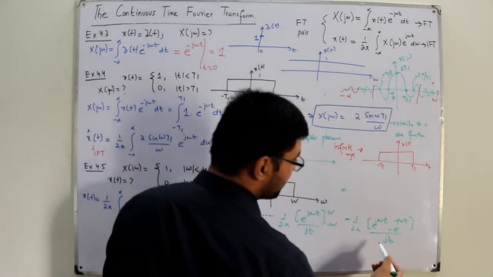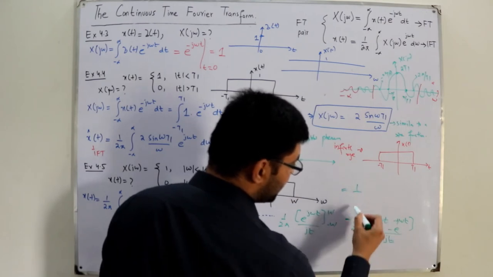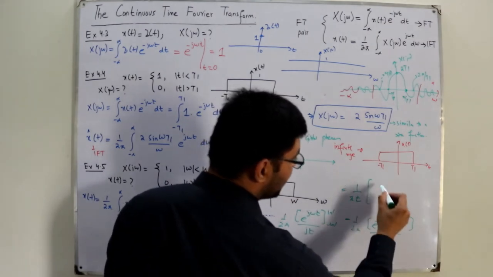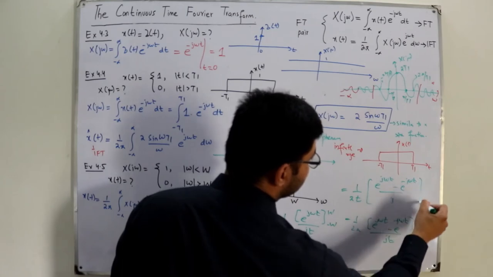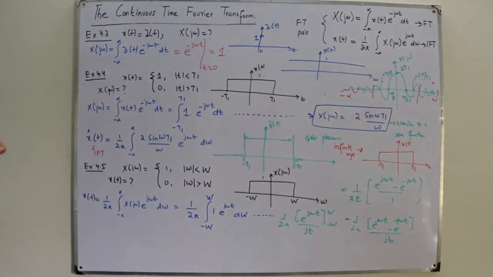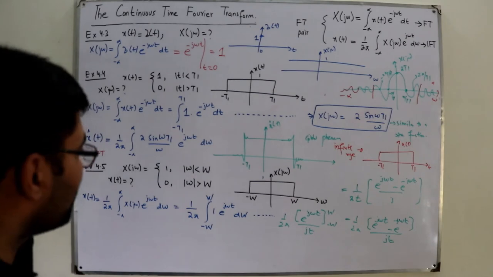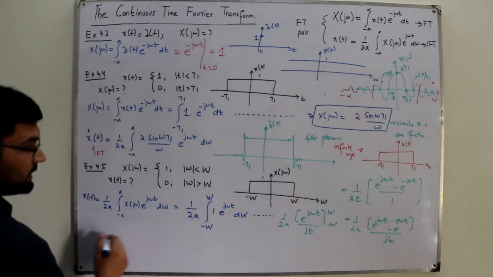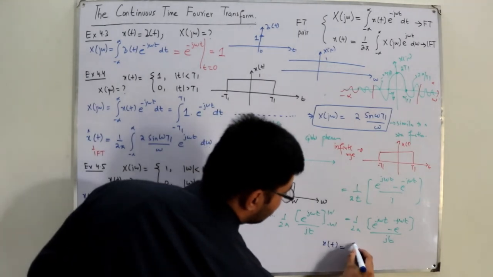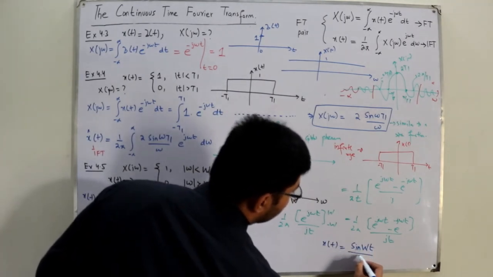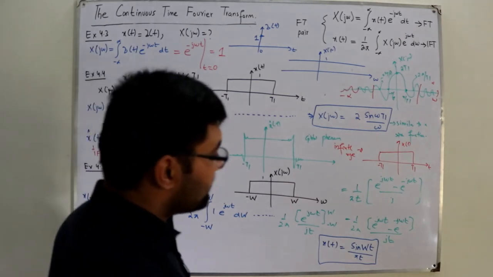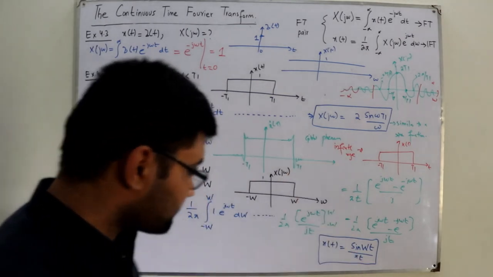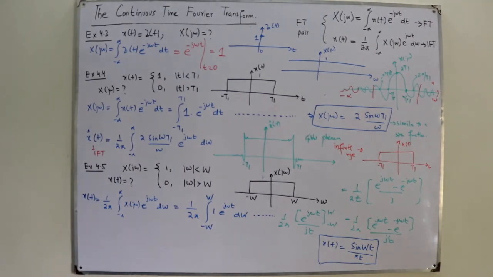So if you have it like this, you could take the t over here, you could take the pi over here. What do you have? Exponential of j wt minus exponential of minus j wt, upon j. And this is the sine of wt. So what do I have? I have got my x of t, and this is equal to sine of wt divided by pi t. And this is the answer, and I deserve a clapping over here. I have done the integration correct, right? Anyways, I've got my x of t.